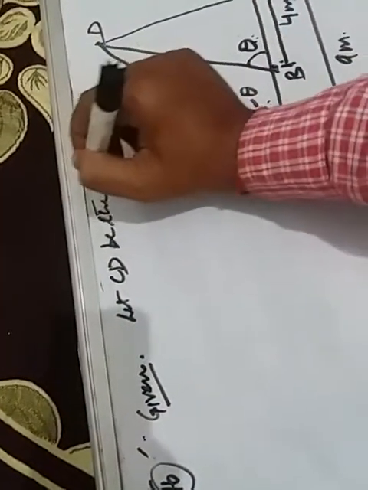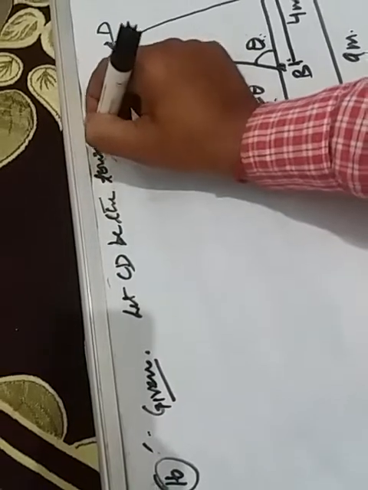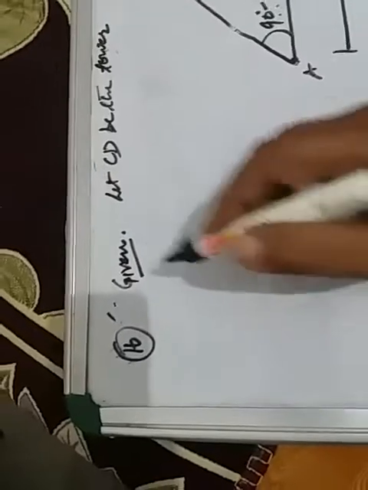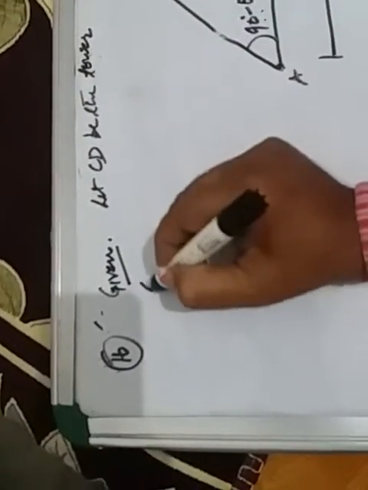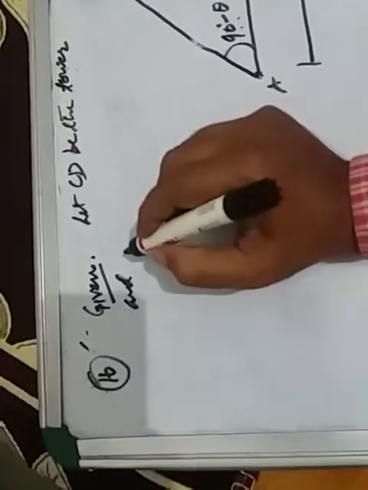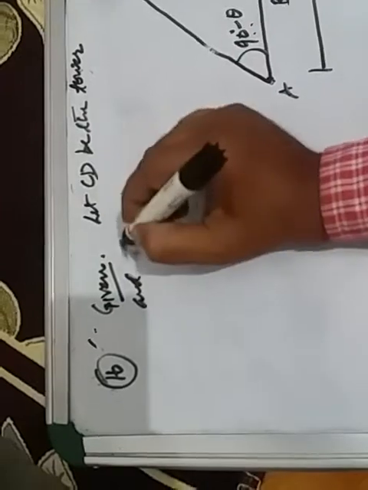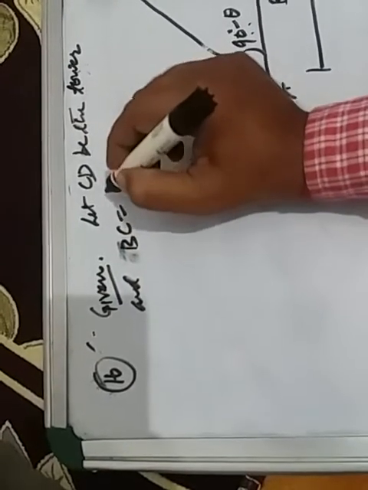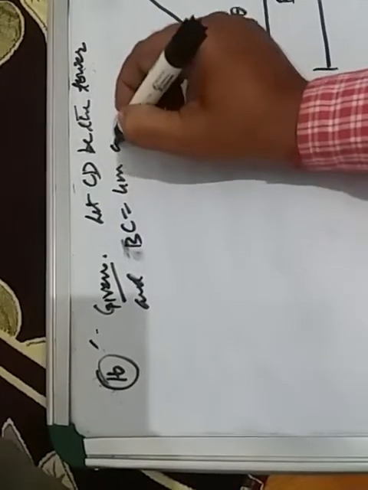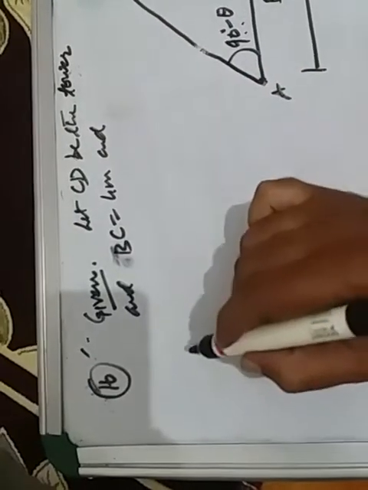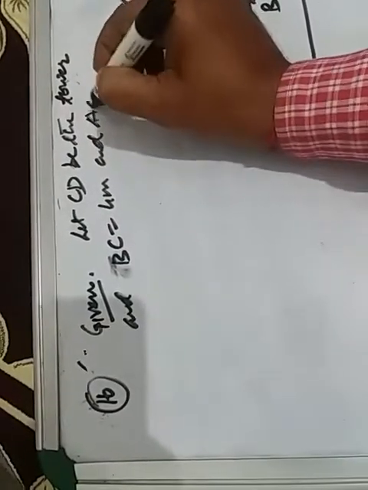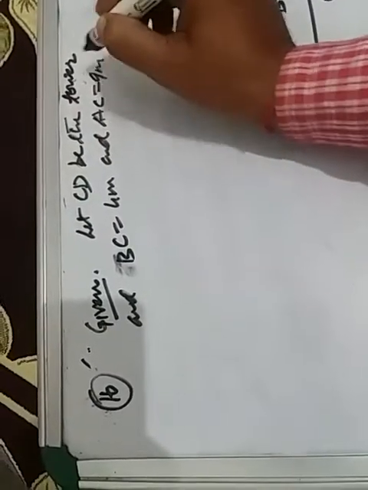Let CD be the tower. Clear? And what? BC equal to 4 meter and AC equal to 9 meter. Okay, children?